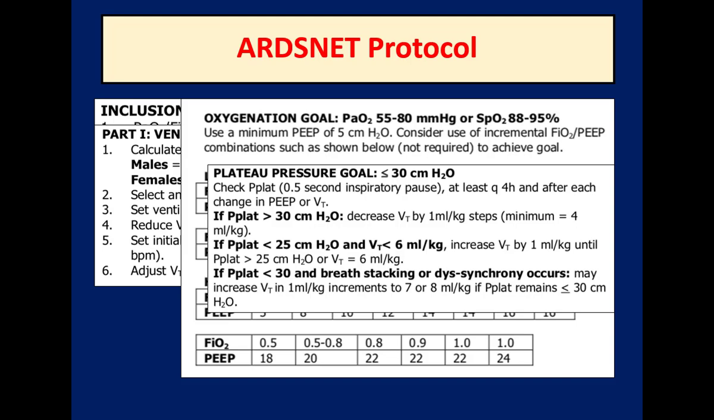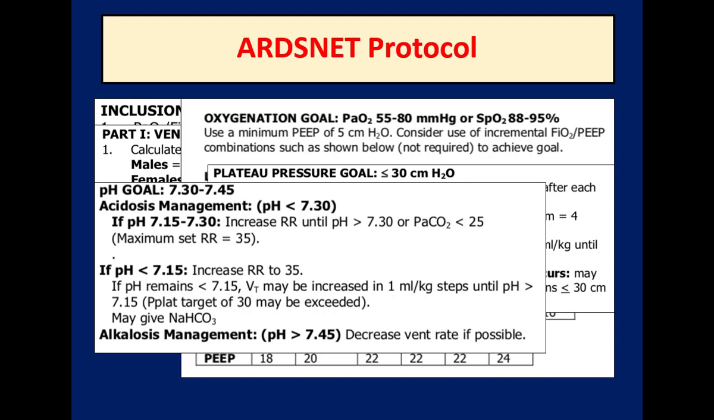If plateau pressure is more than 30, decrease tidal volume by 1 ml per kg in steps. Minimally, you can go down to 5 ml per kg. If plateau pressure is less than 25 and tidal volume is less than 6, you can increase tidal volume by 1 ml per kg, until plateau pressure is more than 25 or tidal volume is 6 ml per kg. So if it is less than 6, you can go up to 6. If plateau pressure is less than 30 and breath stacking or dyssynchrony is occurring, you may increase the tidal volume in 1 ml per kg increments to 7 to 8 ml per kg, if plateau pressure remains around 30 centimeter of water.